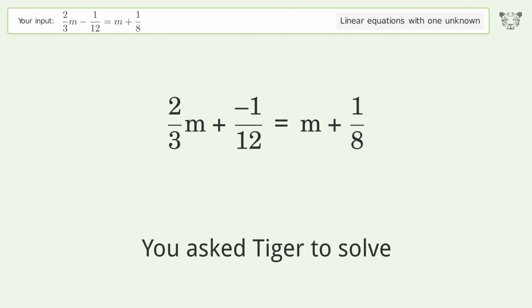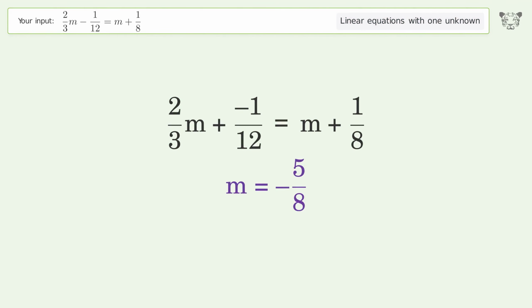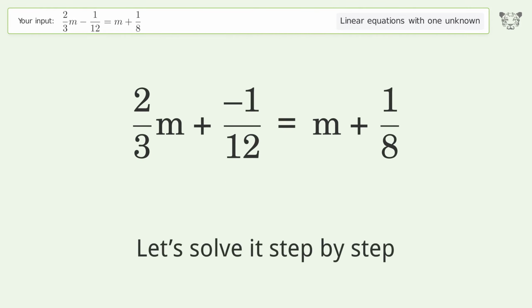You ask Tiger to solve. This deals with linear equations with one unknown. The final result is m equals -5/8. Let's solve it step by step.